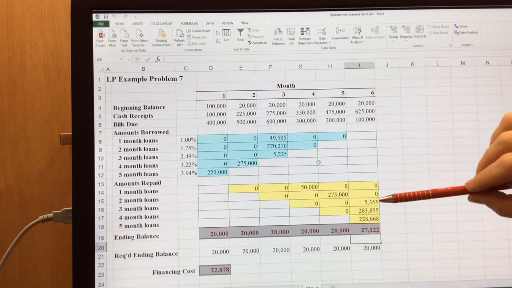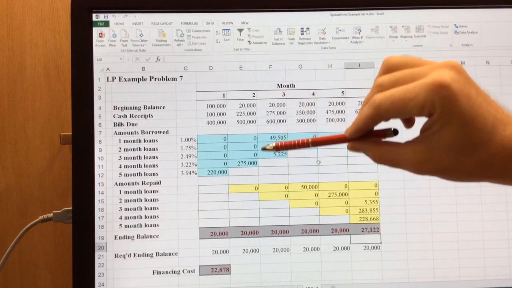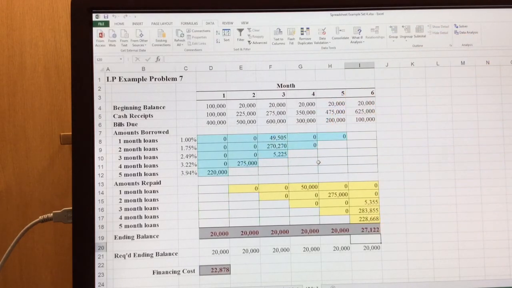In month 6, I pay back the 3-month loan from month 3. I pay back the 4-month loan from month 2 and the 5-month loan from month 1. So at the end, I end up with $27,120 in profit. All right. Remember, my original profit was $50,000, but because I had to finance, the financing cost me $22,878. So there is our amount.